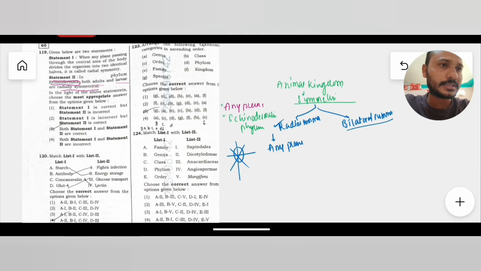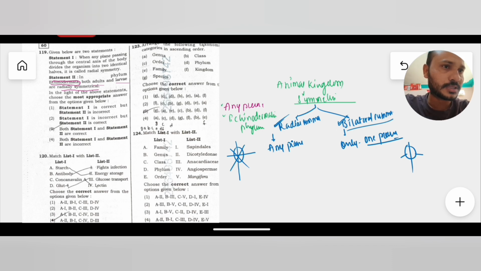Now coming to bilateral symmetry. In bilateral symmetry, only one plane passing through the central axis of the body divides the organism into two identical halves. Bi means only one plane. For example, in a body, only one plane divides the organism into two identical halves. Such symmetry is called bilateral symmetry. But if any plane passing through the central axis divides the organism into two identical halves, then it is called radial symmetry.